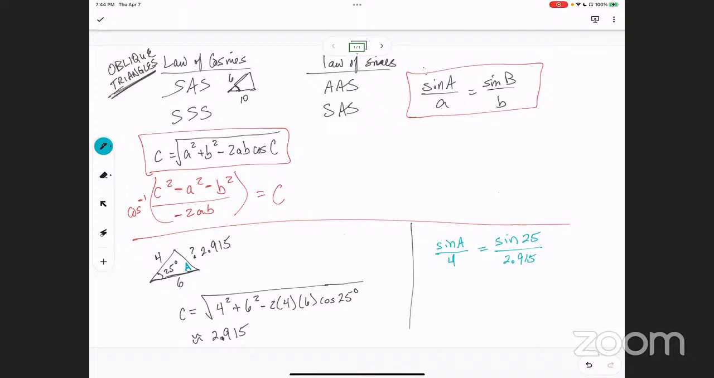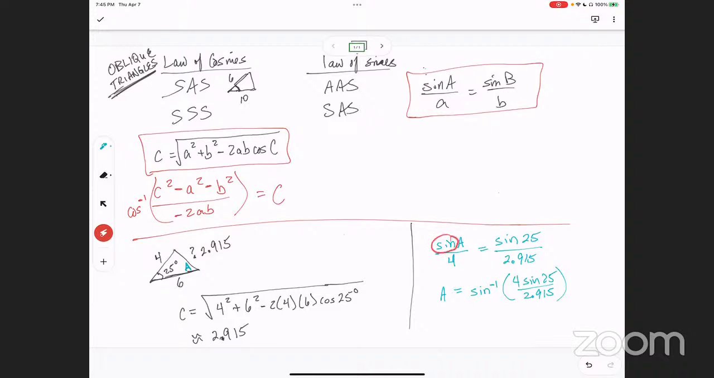So there's my equation. You ready? To solve for A, I'm going to take the sine inverse of 4 times the sine of 25 all over 2.915. Do you see how I got that? I kind of did 2 steps at once. I first multiplied the 4 over. That's how that got there.